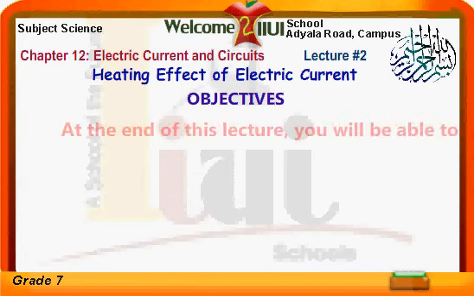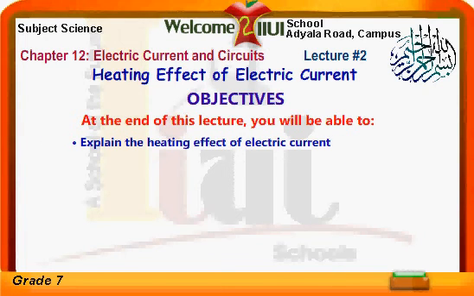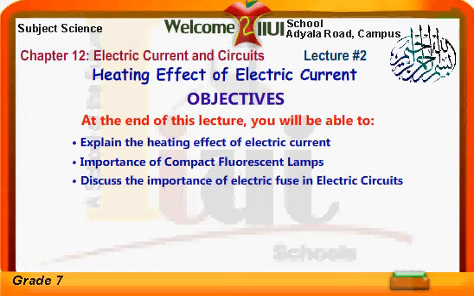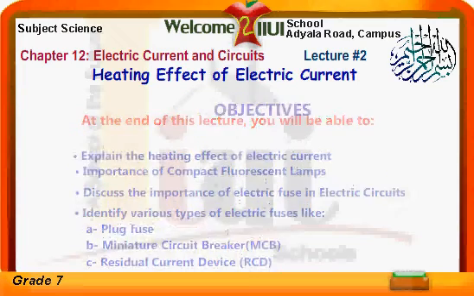Objectives. At the end of this lecture, you will be able to explain the heating effects of electric current, importance of compact fluorescent lamps, discuss the importance of electric fuse in electric circuits, identify various types of electric fuses like plug fuse, miniature circuit breaker, and residual current device.